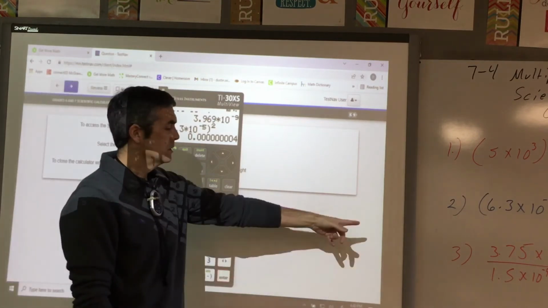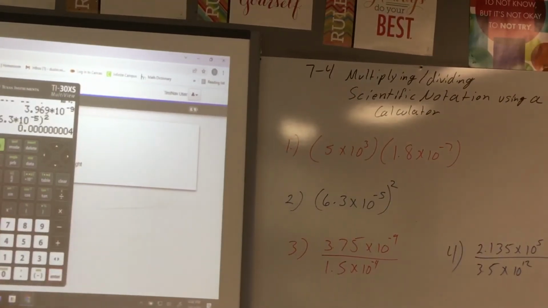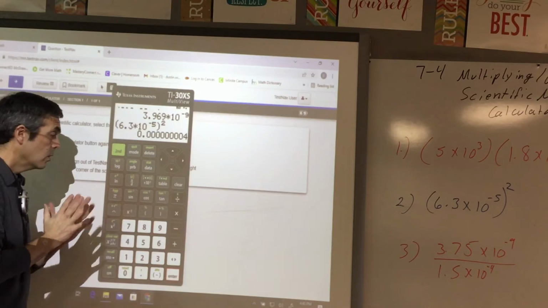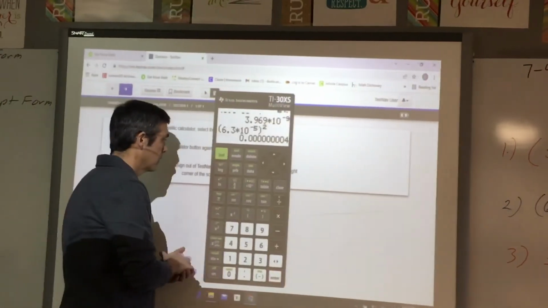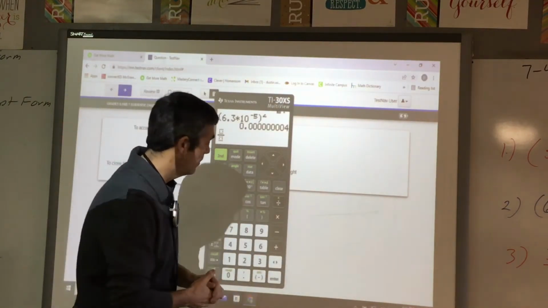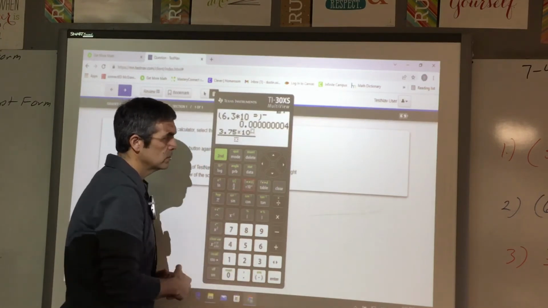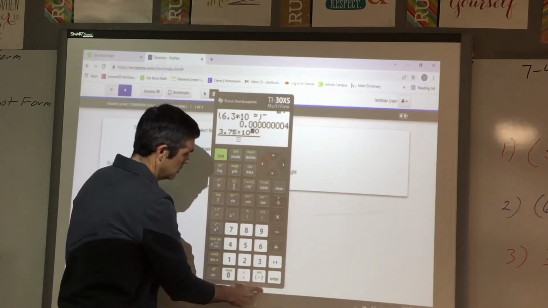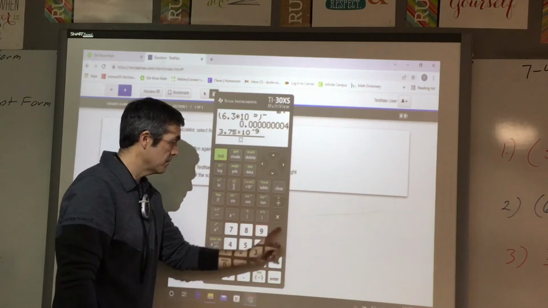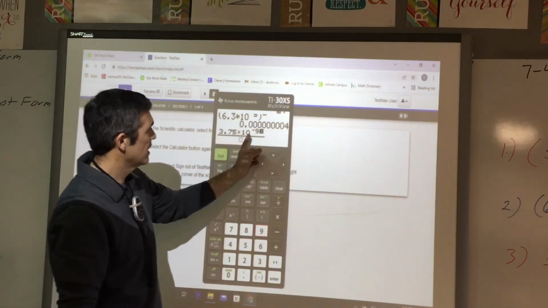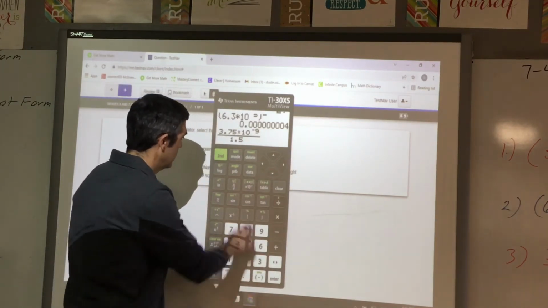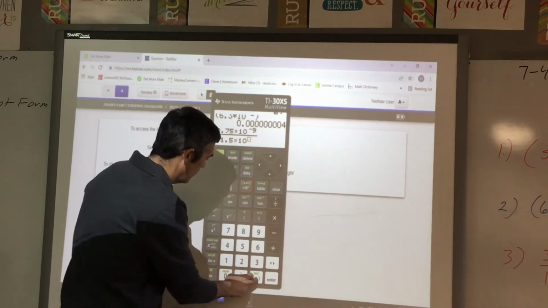Okay. Division. Division matters on how you plug it in. There's a couple different ways that you can plug in the division. You can do fractional, which I prefer. 3.75 times 10 to the -9. Use this, not this. That's subtraction, that's your negative. That's a common mistake. Okay? So 3.75 times 10 to the -9 over 1.5 times 10 to the -4th.